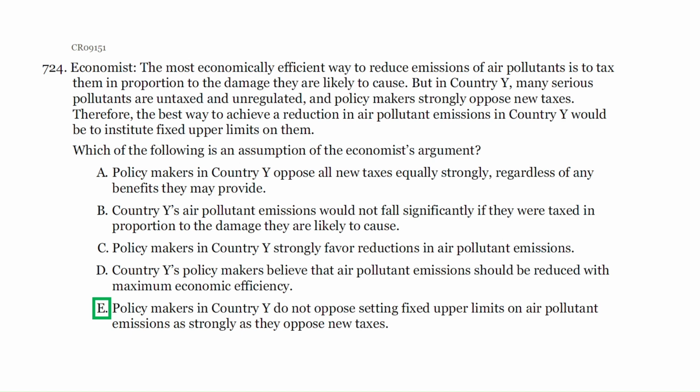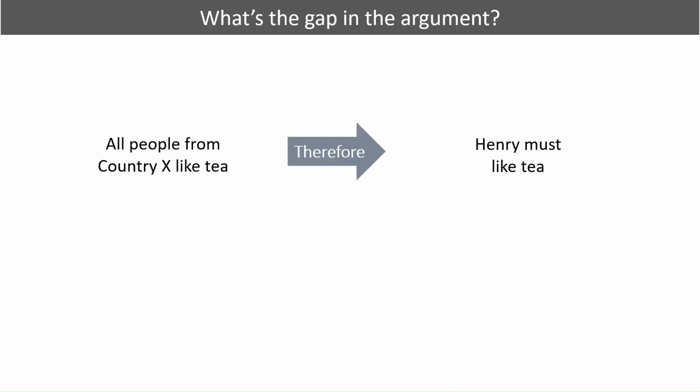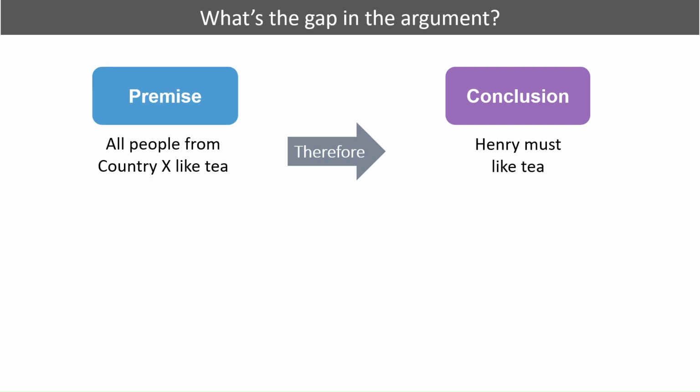This is an assumption problem, so it's worth being very clear about what an assumption is. Let's look at a simpler argument and we'll return to this problem in a minute. If I know that all people from country X like tea, and I draw the conclusion that Henry must like tea, hopefully you can see a gap in my argument. There's a question that springs to mind. Is Henry from country X?